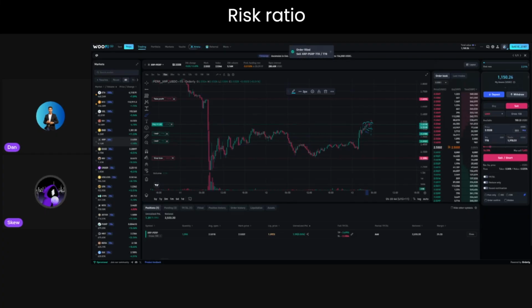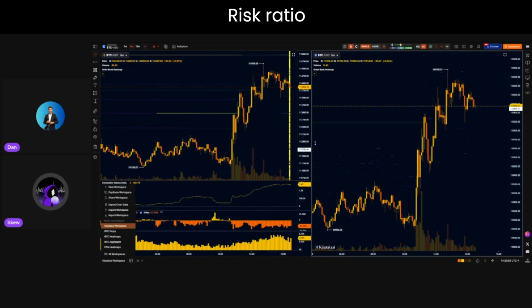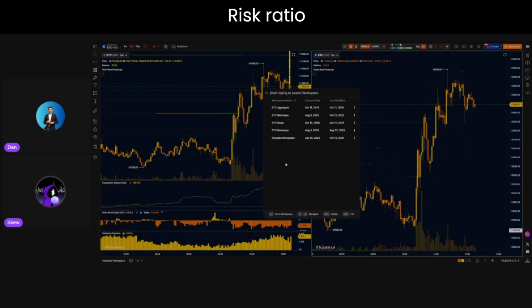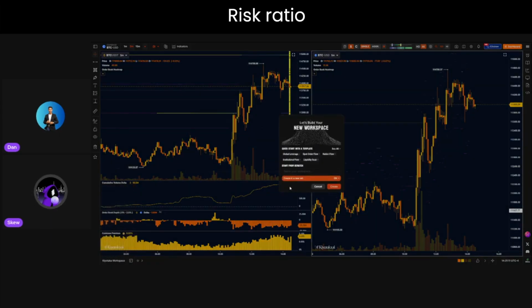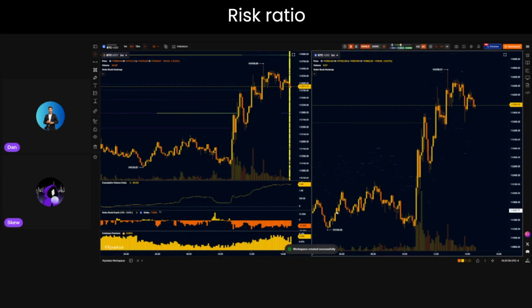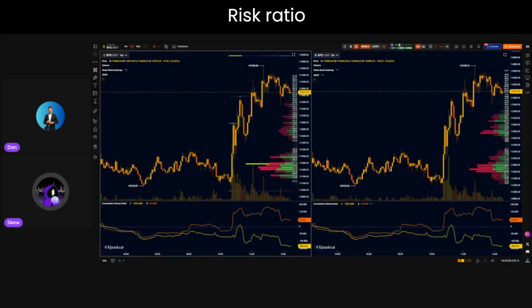order flow tools. Okay, this is what I use. I think they're called Coinglass or something, I believe. You could create all these workspaces, so I have a bunch of them. What I'm going to do is open a new one, let's call it alts. It'll open a new one.